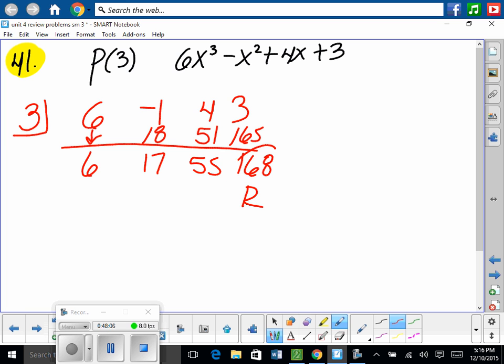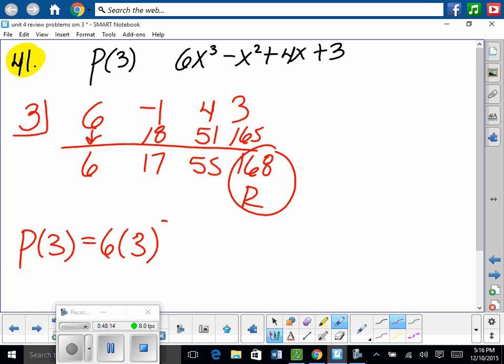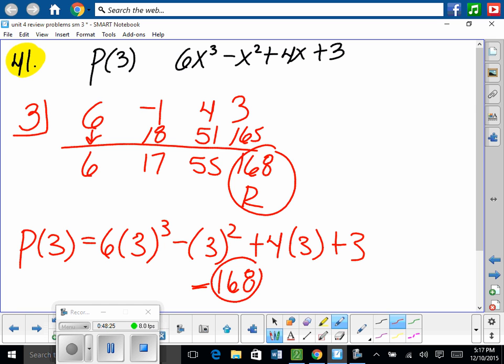So that's our remainder. Now remember, if you plug in that value, p of 3, you better get that same thing. So 6 times 3 to the 3rd minus 3 squared plus 4 times 3, and then plus 3. If you calculate that in your calculator, you get 168. So you know that they were the same, so we're just showing that they're truly the same. Our remainder really does come out as that value when you plug it in.